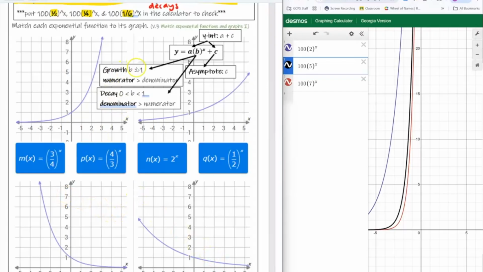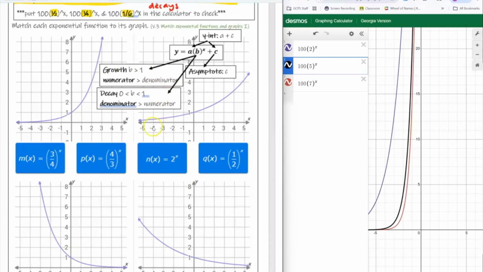All right, so for growth, I know b is bigger than 1. If I have a fraction, the top number is bigger than the denominator. This one is not growth. This one is. The numerator is bigger than the denominator. Perfect. So this one is a growth. This one is growth because it's 2. And then this one is decay. So I got 2 decay problems right here. So these 2 match here and these 2 match here.